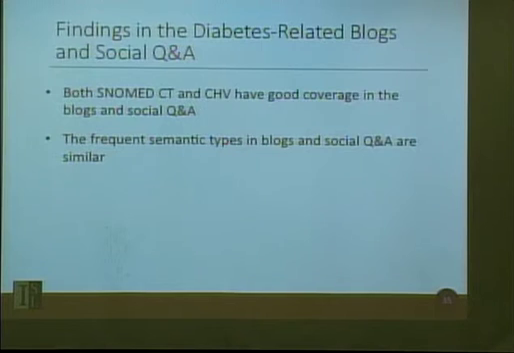So in this study, we found that both SNOMED-CT and CHV have a pretty good coverage in blogs and social question answers. And the frequent semantic types in blogs and social question answers are very similar. So this is our way to understand the terminology coverage.